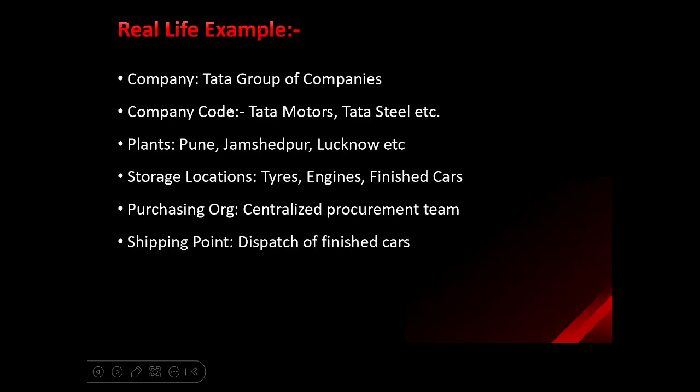So we'll take one real-time example. If we see the company, suppose Tata Group of Companies is the company. Company codes will be Tata Motors, Tata Steel, TCS, Tata Consultancy Services. These are all the company codes under one company. Then suppose Tata Motors has its plants in Pune, Jamshedpur, Lucknow. So these are the plants, like in different areas there will be different plants. Then they will be having various storage locations in plants.